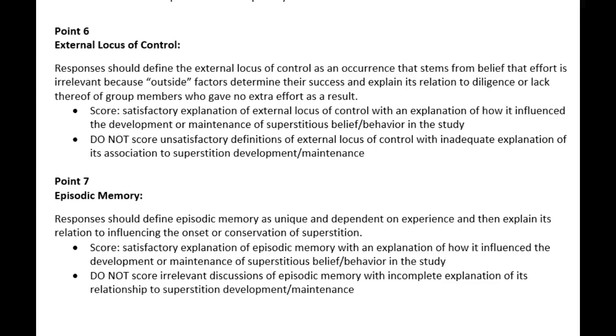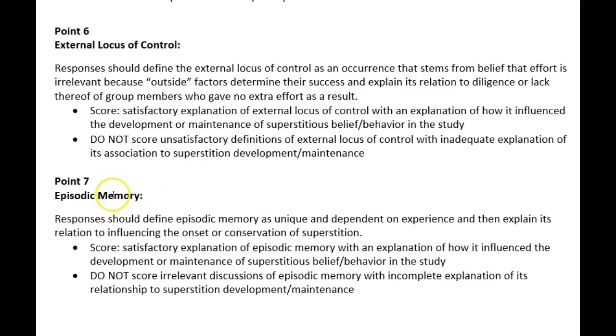So they should be able to connect that back to the example that they've been given, and they should receive a score point if they explain in a pretty logical, relevant way what external locus of control relates to, and then they should be able to, again, connect it back to the development or the maintenance of superstitious belief or behavior in that specific study, of course. And then they don't receive a score point if they are unable to describe the external locus of control, or they mix it up with the internal locus of control, or anything that prevents them from accurately explaining how this concept relates back to the study example.